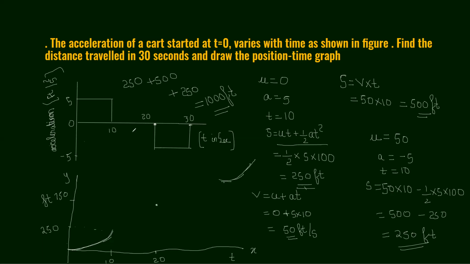From 10 to 20 seconds, acceleration is 0. That means the graph is a straight line. At the end of 30 seconds, distance traveled is 1000. And the shape of the curve is like this. Why? Because the acceleration is negative, which means the velocity is decreasing. Look at this curve: at each point, the slope is decreasing. You know that the slope is the velocity. So this is the position time graph of this motion.